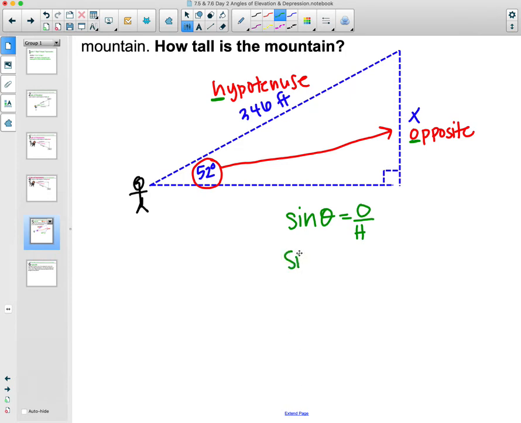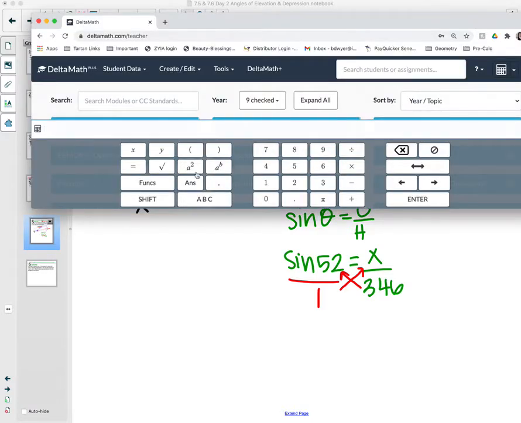So for this one, we have sine of 52 equals the opposite side, which is x, over the hypotenuse, which is 346. Since this is a fraction, I'm going to turn this into a fraction and cross multiply, so we can multiply this 346 up and the 1. One thing I probably should have done first is calculate what the sine of 52 is as a decimal. So let's take a look at that.